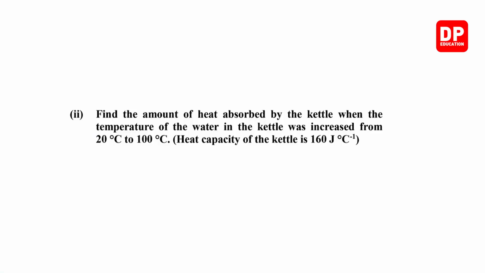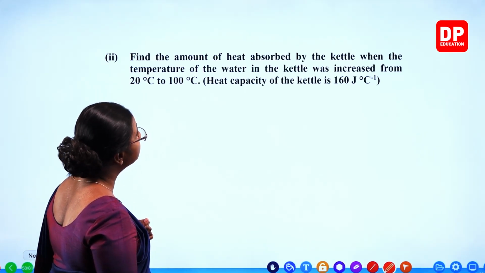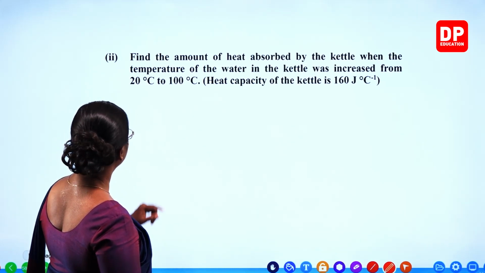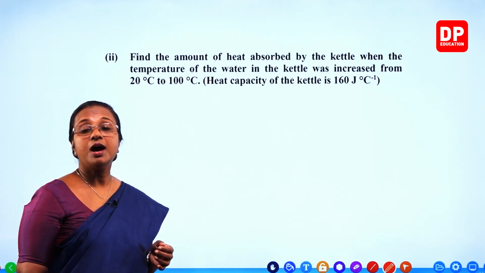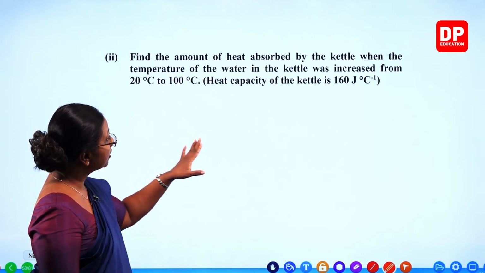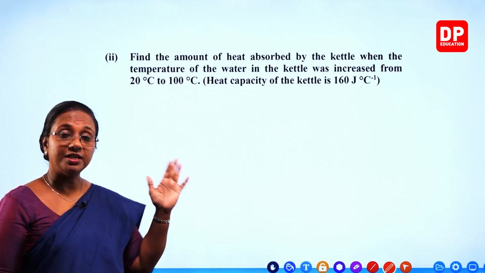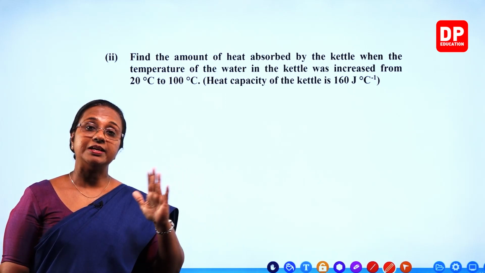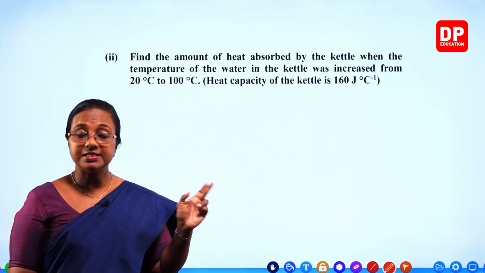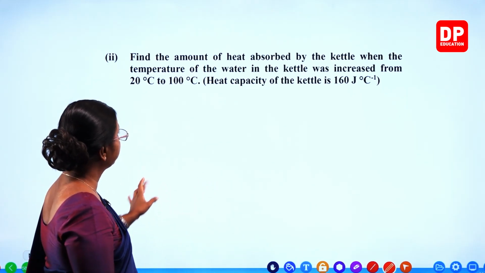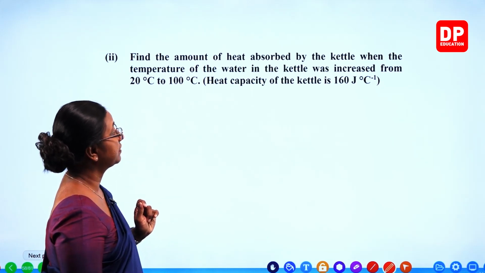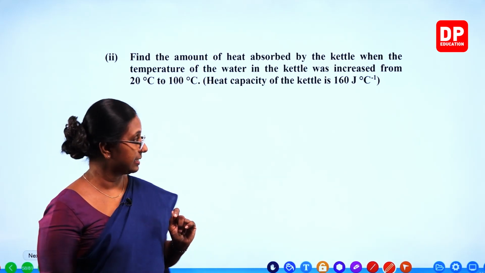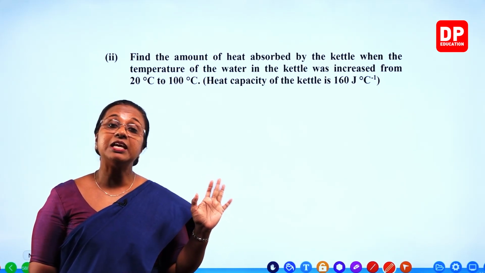Second part of the question: find the amount of heat absorbed by the kettle when the temperature of the water in the kettle was increased from 20 degrees Celsius to 100 degrees Celsius. So when the water's temperature increased from 20 to 100, we will consider that the kettle also goes from 20 to 100 degrees Celsius. The change in temperature is considered the same. Here, the heat capacity of the kettle is 160 joule per degree Celsius. So here they have given the heat capacity.